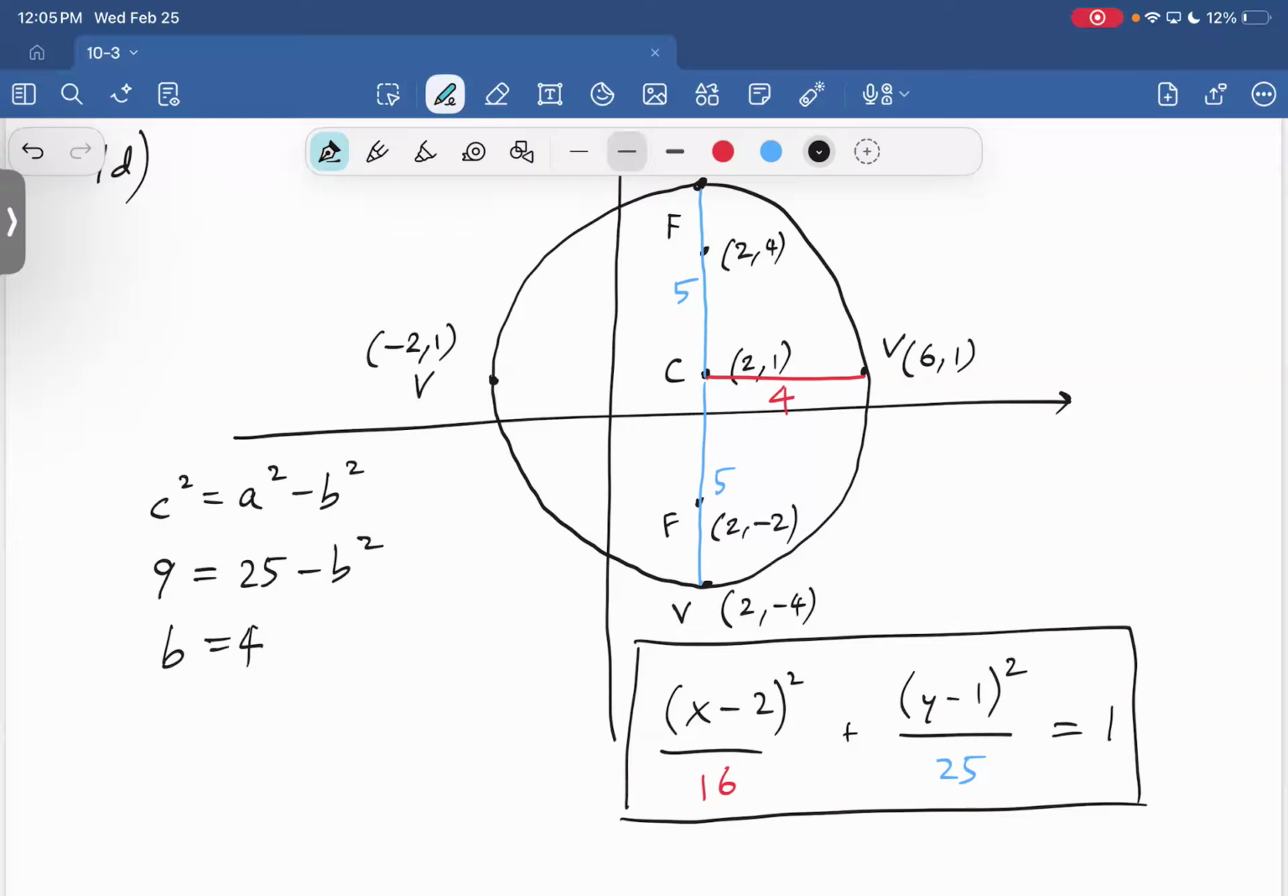Why is it again H2 and H1? Because h and k are the coordinates of the center. Oh, yeah.